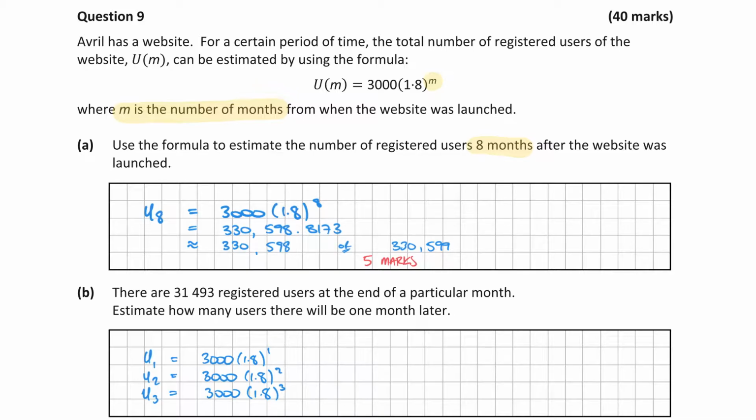So the first month was 3,000 multiplied by 1.8. The second month was 3,000 multiplied by 1.8, and because it's been squared, I can say that's the same as 1.8 times 1.8. The third month would be 3,000 multiplied by 1.8 multiplied by 1.8 multiplied by 1.8. So you can see each month as it grows, what's actually happening is you're multiplying by 1.8 to go from 1 month to the next.